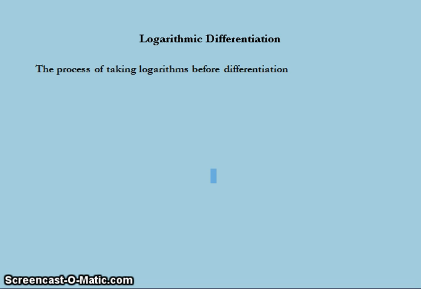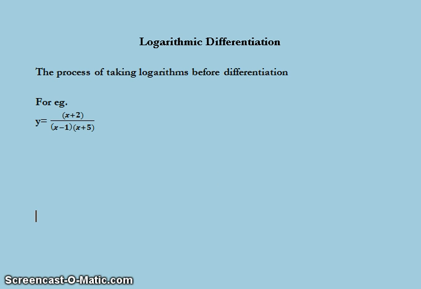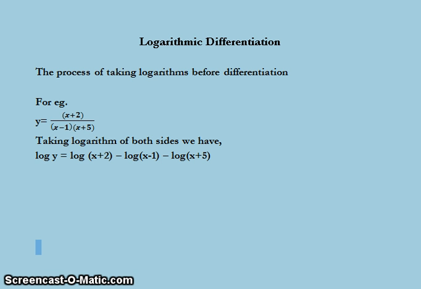So for example, we consider a function which is given as y equal to (x plus 2) divided by (x minus 1) into (x plus 5). Next we take logarithm of both sides and we get log of y equal to log of (x plus 2) minus log of (x minus 1) minus log of (x plus 5).